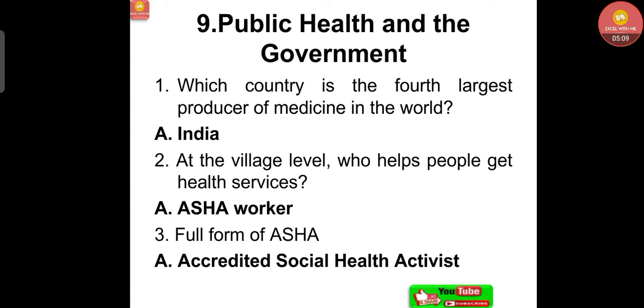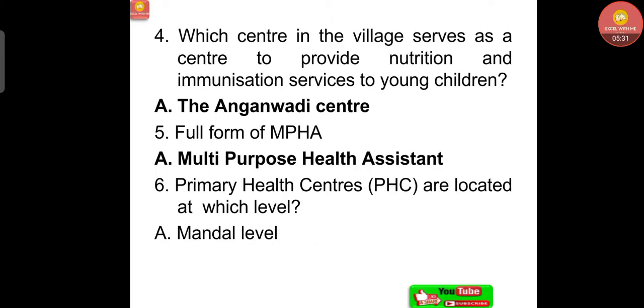Now, public health and the government. Which country is the fourth largest producer of medicine in the world? That is India. At the village level, who helps people get health services? That is ASHA worker. Now, full form of ASHA, that is Accredited Social Health Activist. Which center in the village serves as a center to provide nutrition and immunization services to young children? That is the Anganwadi center.